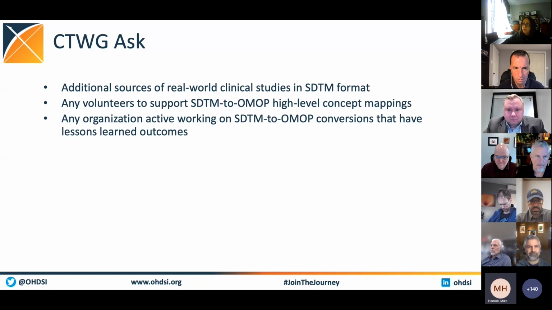As always, probably with any working group, we're always asking for volunteers, especially those who can help with some of the high level concept mappings. Again, those with expertise on either end of the spectrum, SDTM or OMOP, would be highly welcomed. And if there are any organizations who are actually doing this currently, I would love to get in touch with them and understand their lessons learned and challenges that they're currently encountering, or even best practices maybe they came up with. So knowledge sharing is a big piece to this as well.